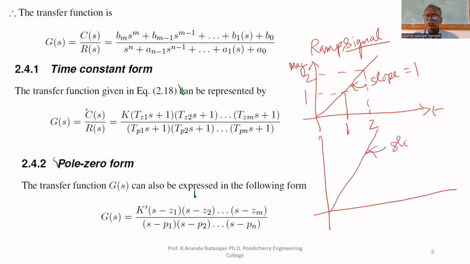A ramp signal of magnitude A means its slope is A. At 1 second, its magnitude will be A. At 2 seconds, 2A. At 3 seconds, 3A. Like that, it will increase. That is called a ramp signal of magnitude A. If we take the Laplace transform of the ramp signal, we get A upon s square.